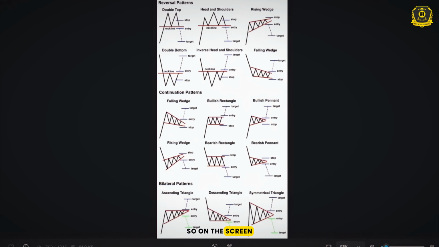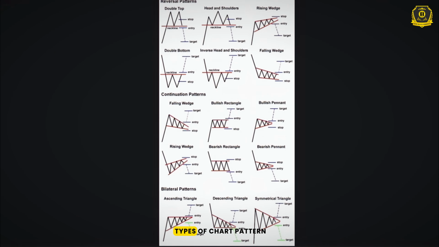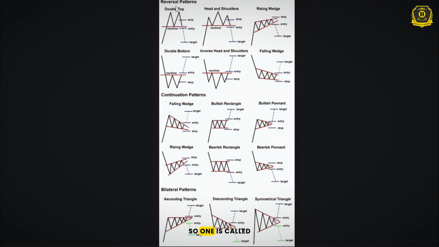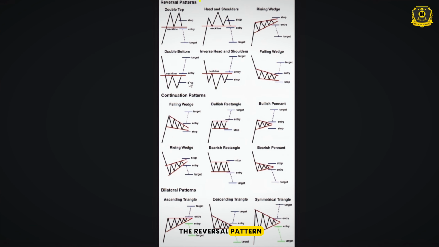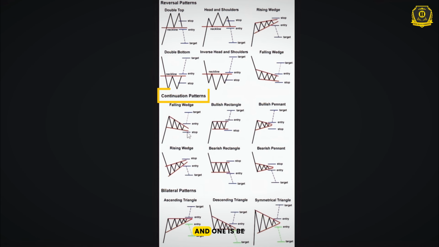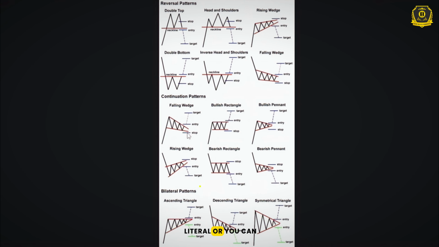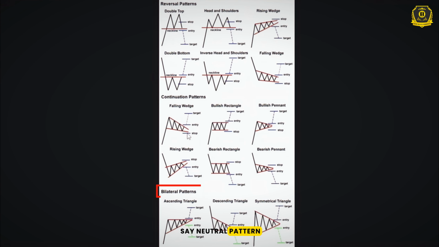On the screen, as you can see, there are three types of chart pattern. One is called the reversal pattern, one is the continuation pattern, and one is bilateral, or you can say neutral, pattern. So how do chart patterns basically work?